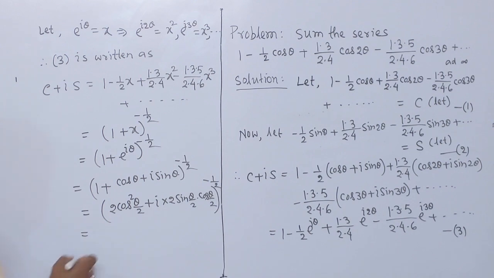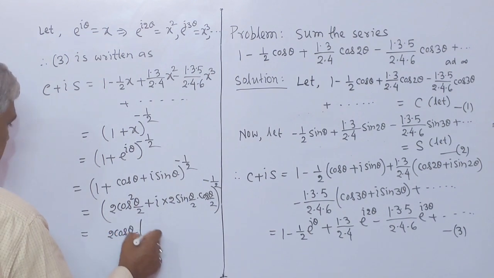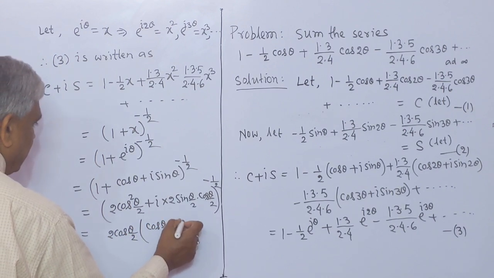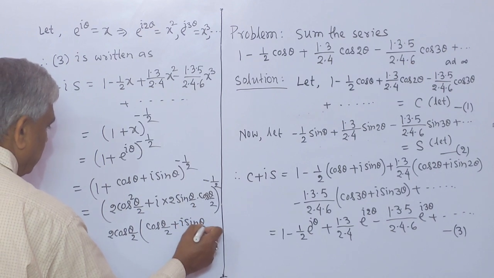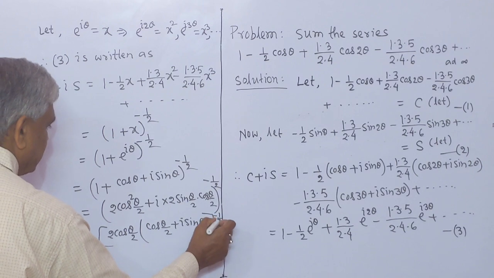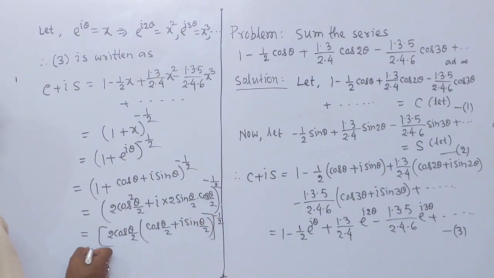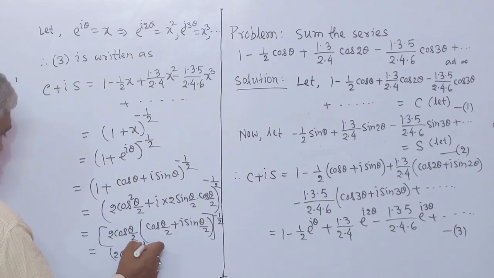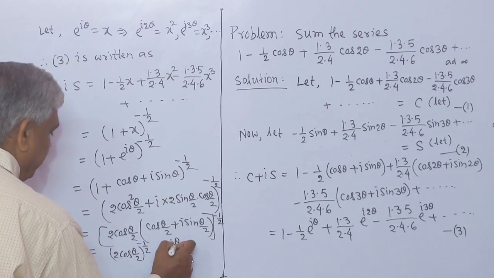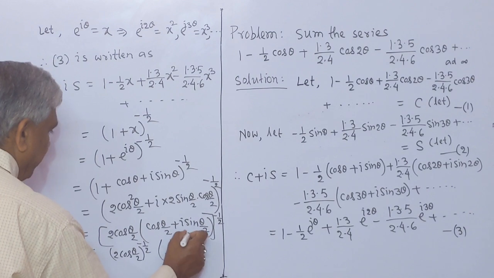We take common 2 cos theta by 2: (2 cos theta by 2 (cos theta by 2 plus i sin theta by 2)) to the power minus half, and this is equal to (2 cos theta by 2) to the power minus half, times (e to the power i theta by 2) to the power minus half.